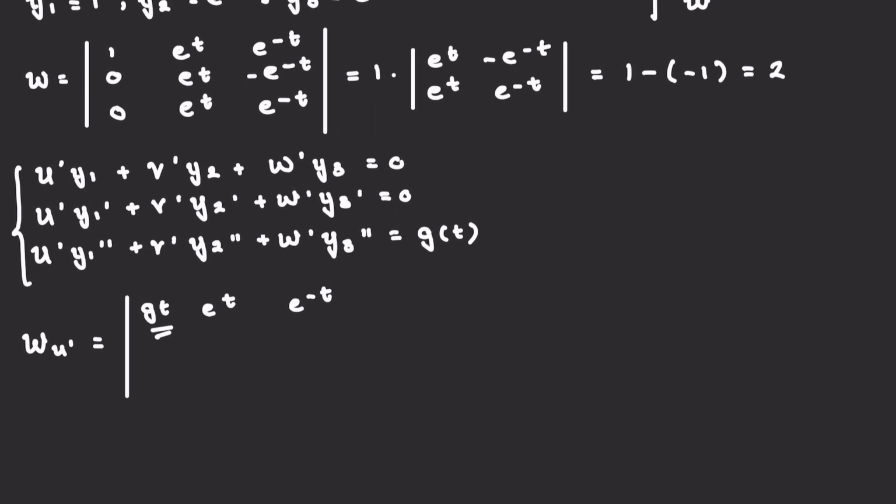It's because every time you want to calculate for, let's say, u prime, you substitute the column for u prime, which is the first column right here, with the coefficients of the nonlinear part, which is g of t. And if you want to calculate the Wronskian of v prime, you would want to substitute the second column, or e of t, with g of t, which is 90.